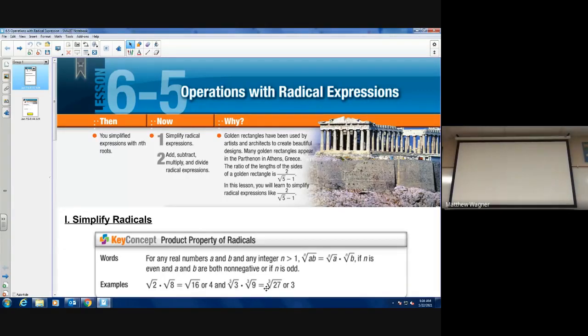All right, today we're going to take a look at 6-5, operations with radical expressions. Some of this will look very familiar as we have been working with radicals up to this point. Some of this will be new, and probably the most challenging part of the day is going to be dividing those radical expressions.